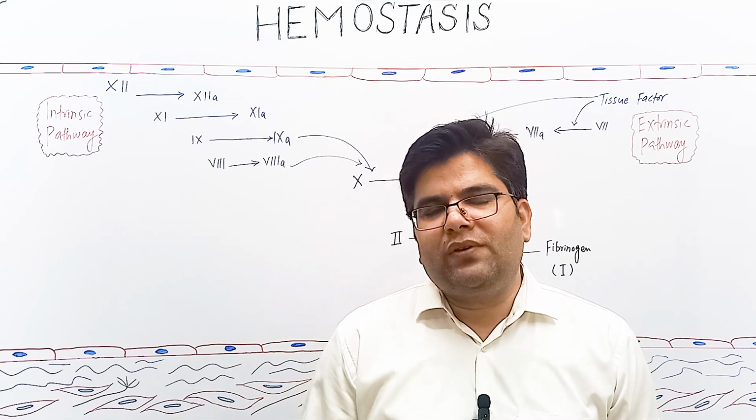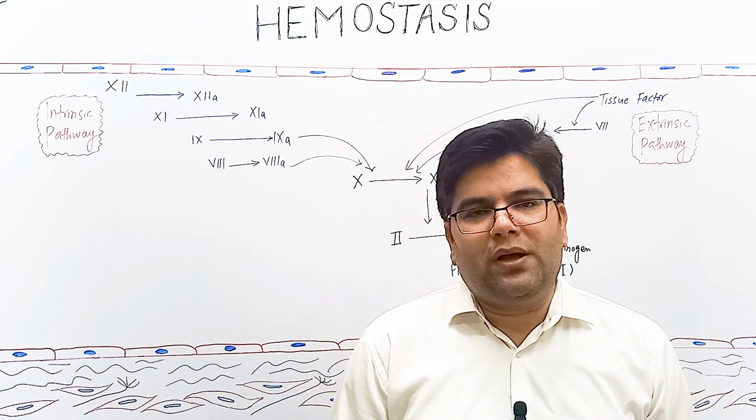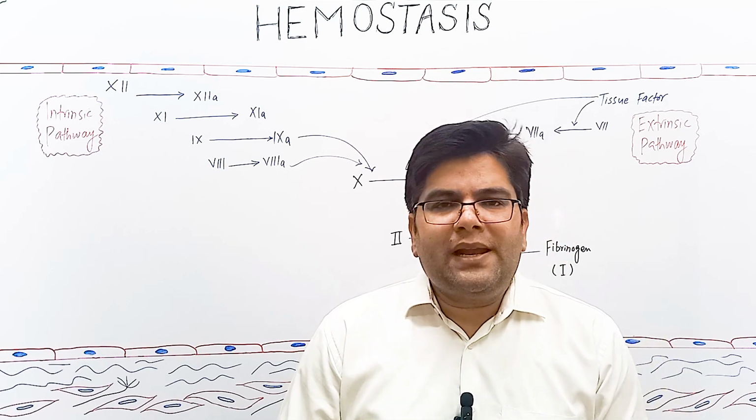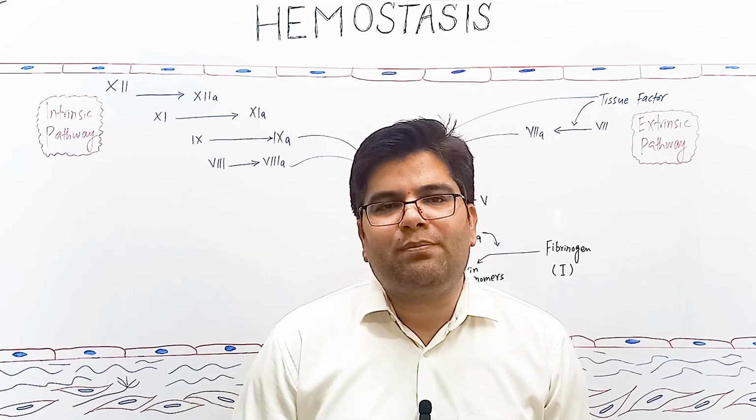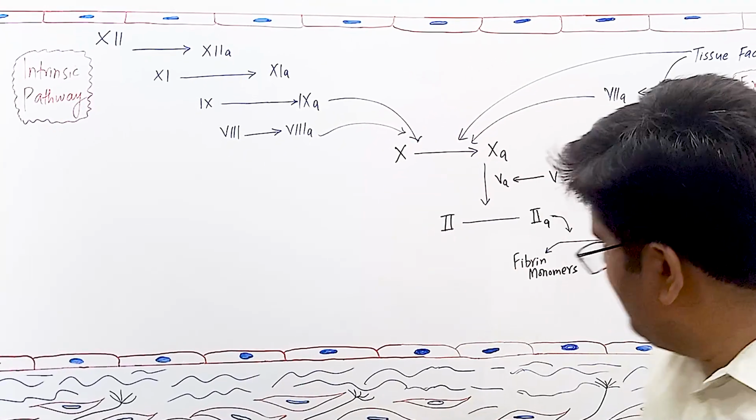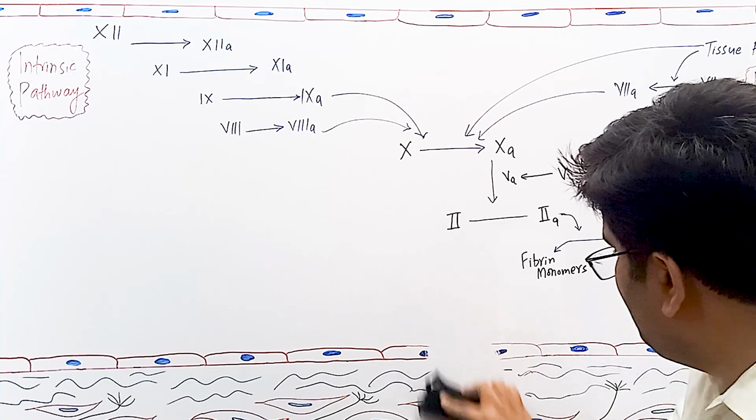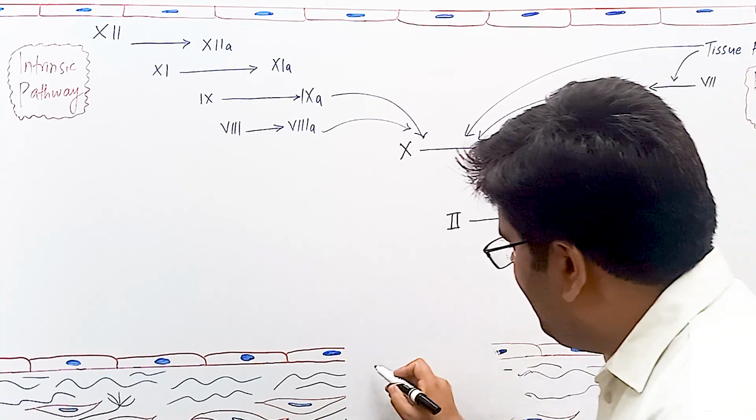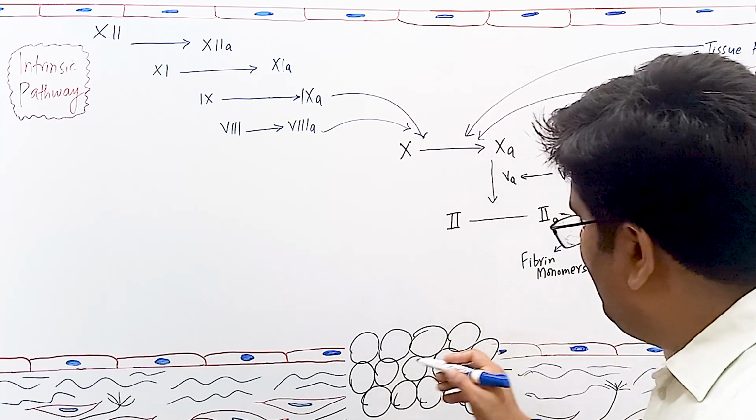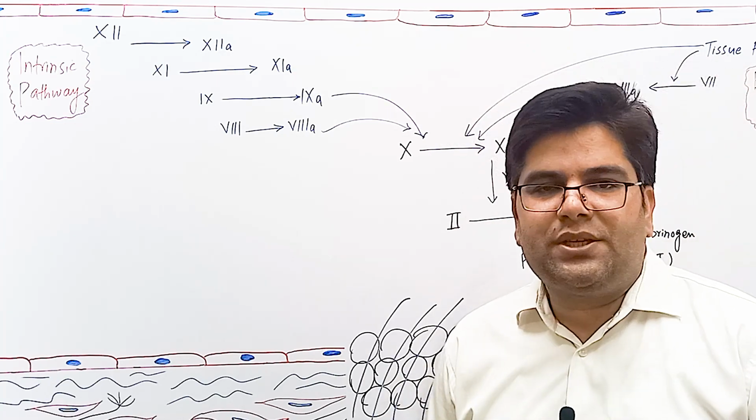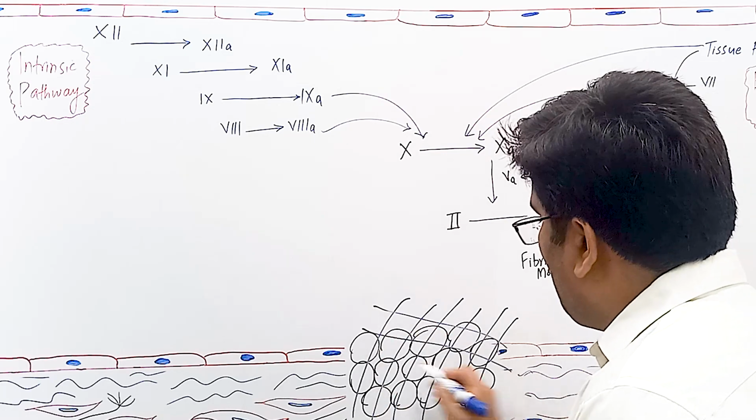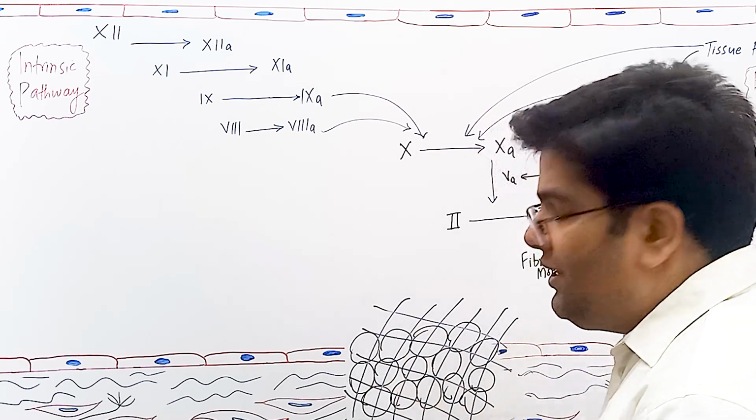In our previous session we have studied that when there is trauma to the vessel wall, the first step is vasoconstriction and the second one is formation of the platelet plug. Let's suppose this vessel is injured here at this point. So platelets will come and accumulate here. This platelet plug will be strengthened by fibrin threads. These fibrin threads are then cross-linked and this will be a stable clot.